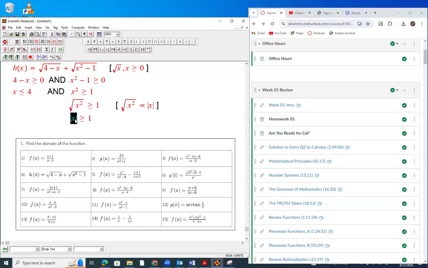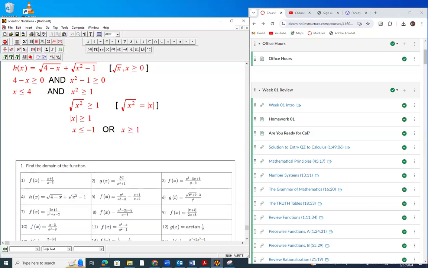So from here, we get to here. What do we get? Next, the absolute value of x greater than or equal to 1. This means x is less than or equal to -1, or x is greater than or equal to 1. So now what is the situation we have? We have come to this conclusion. But these two are together.